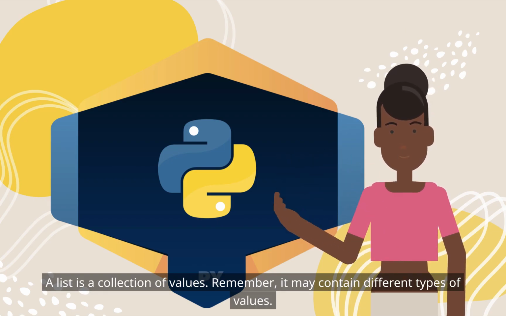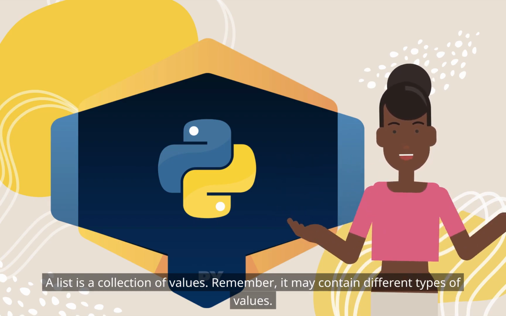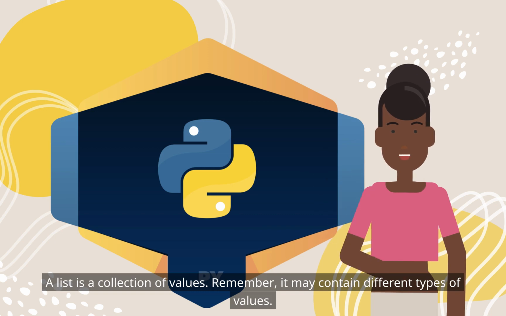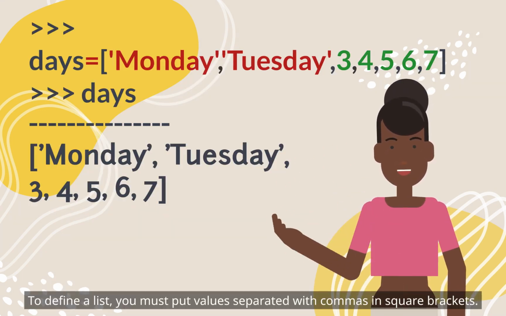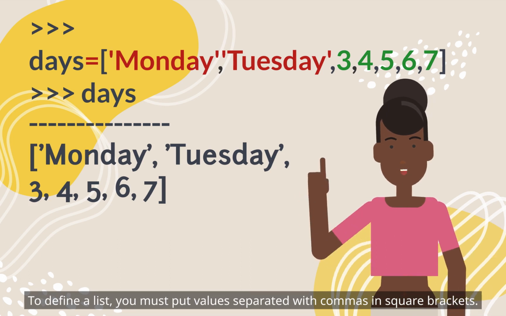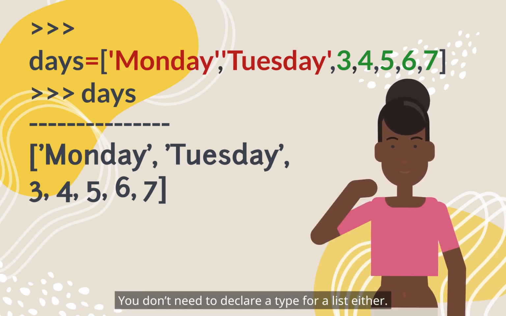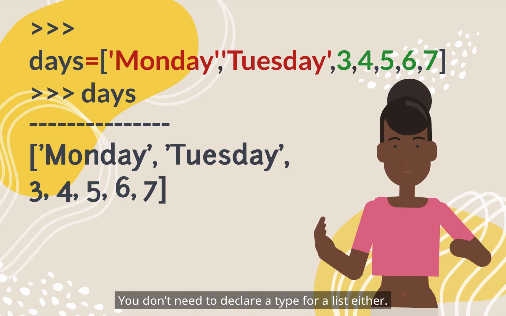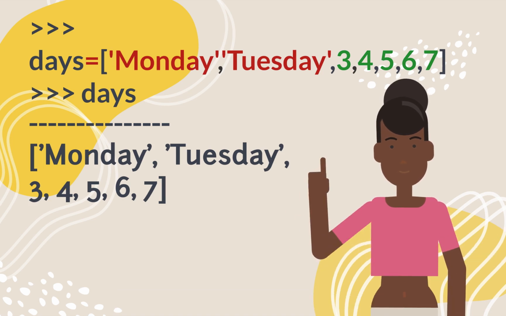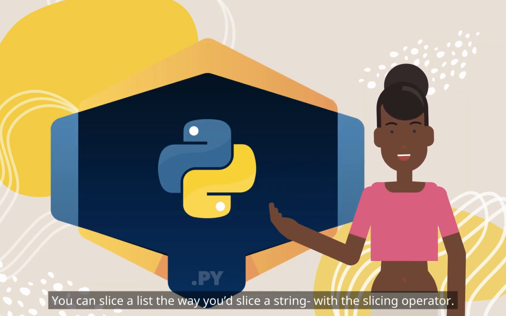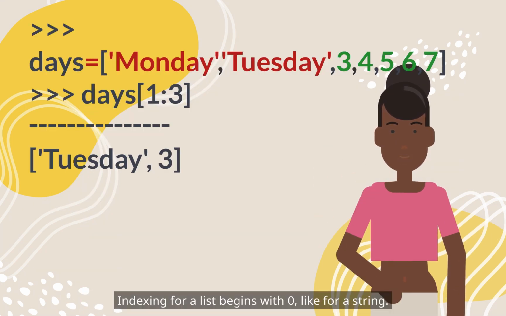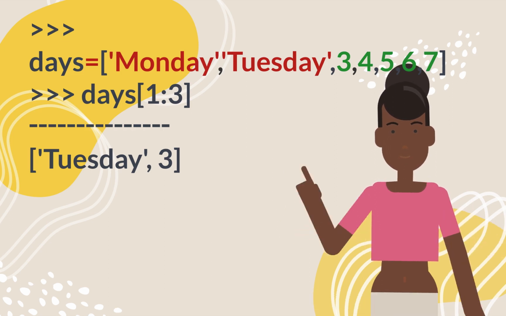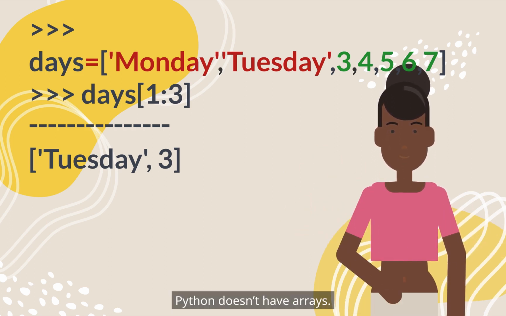A list is a collection of values. Remember, it may contain different types of values. To define a list, you must put values separated with commas in square brackets. You don't need to declare a type for a list either. You can slice a list the way you'd slice a string with the slicing operator. Indexing for a list begins with 0, like for a string. Python doesn't have arrays.